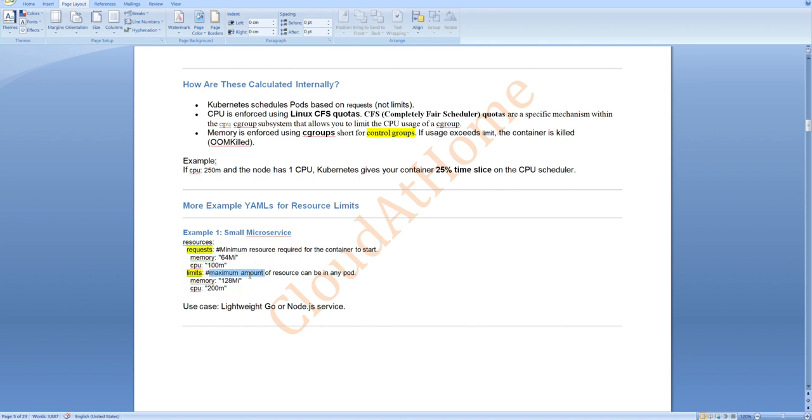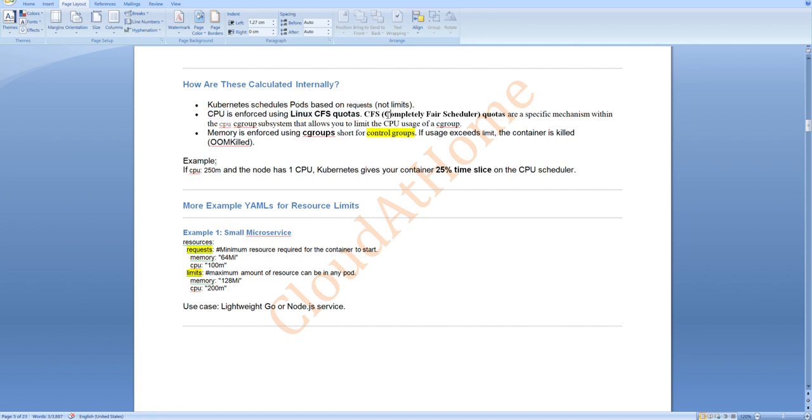So it is saying the maximum number of resources it can use. It can take a minimum of 64 Mi and 100 millicores of CPU to start your resource, that is your pod or container, but the maximum it can use is 128 Mi and 200 millicores of CPU. That's the concept here. Okay, now the next point: CPU is enforced using Linux CFS quota.